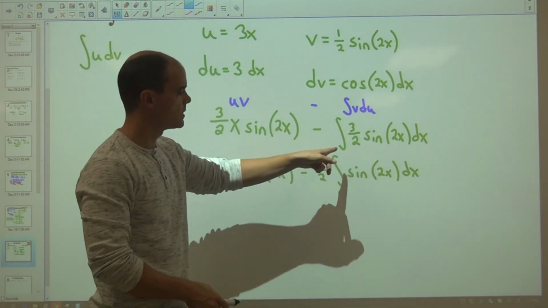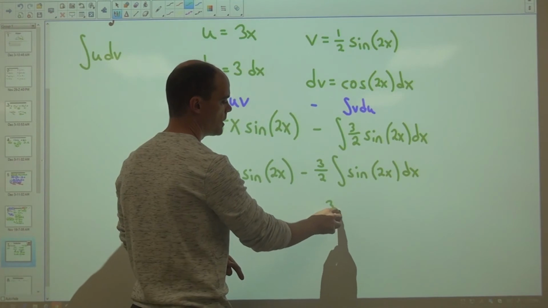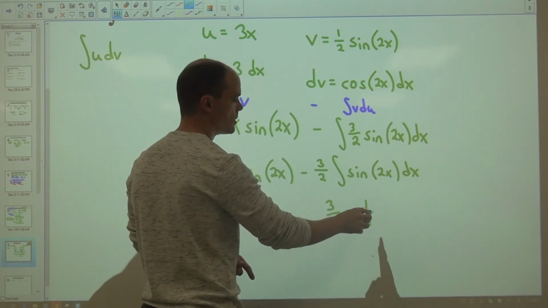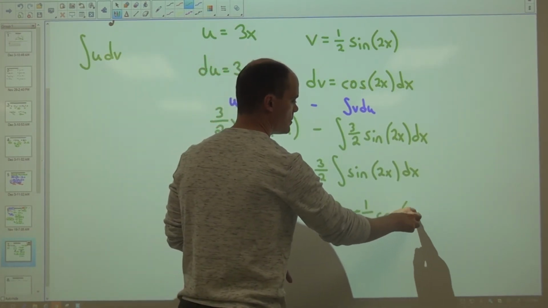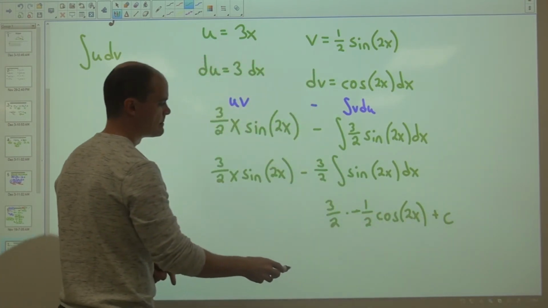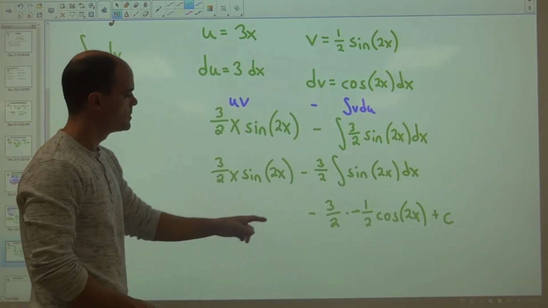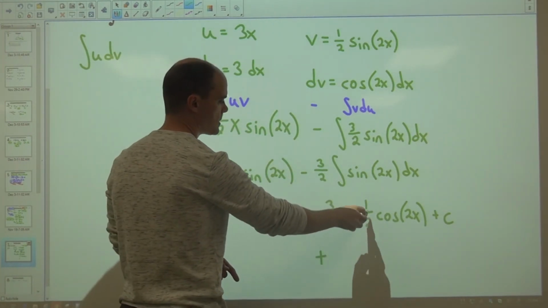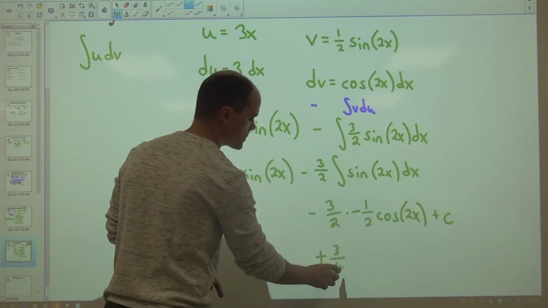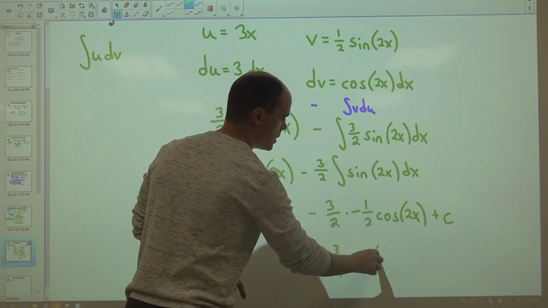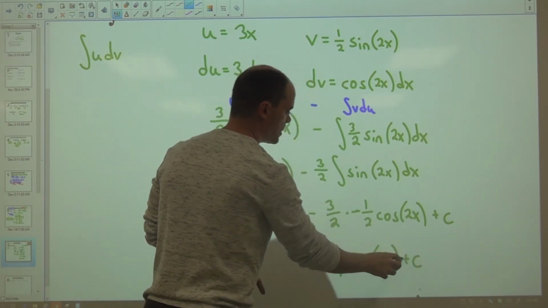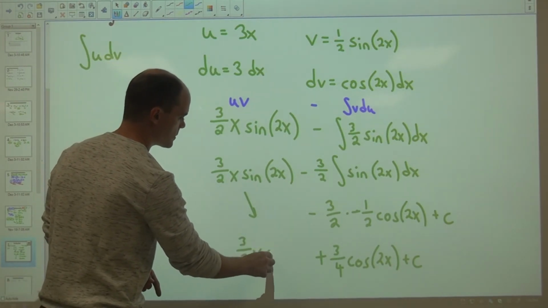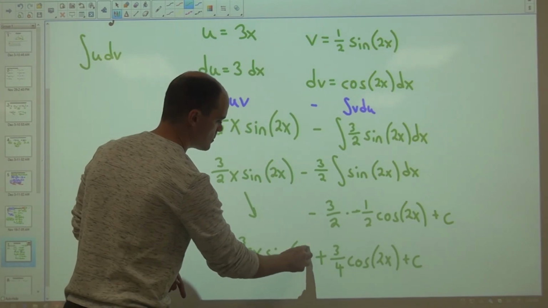And I'm going to need a half to come out front. So I'm going to have 3 halves times negative half, it's a negative sign, cosine 2x plus c. This is minus, so minus a negative will become plus. 3 halves times a half will be 3/4 cosine of 2x plus c. And of course, bring this guy down. 3 halves x sine of 2x.